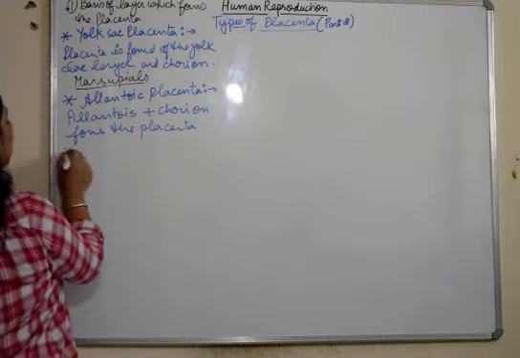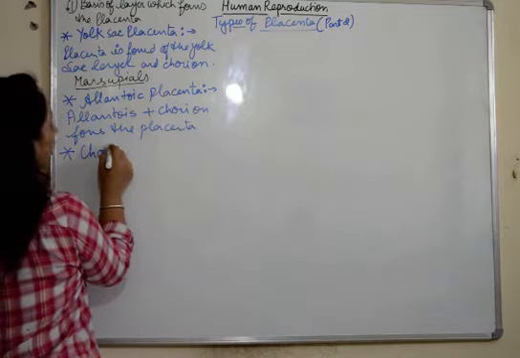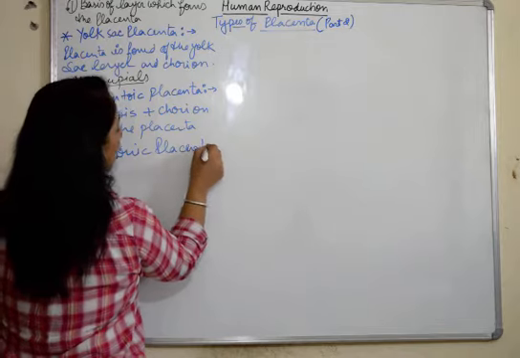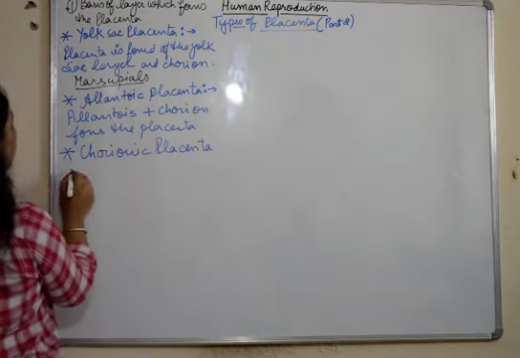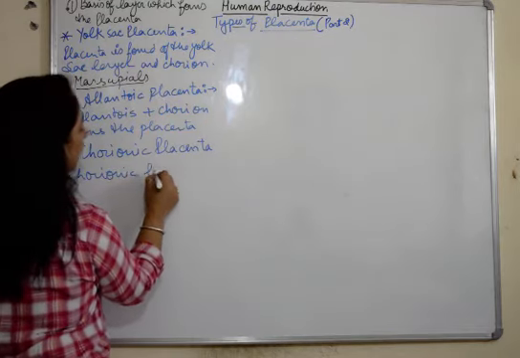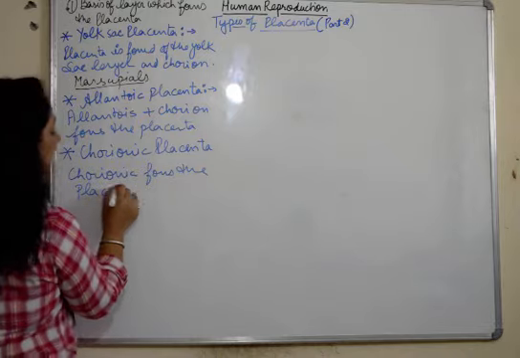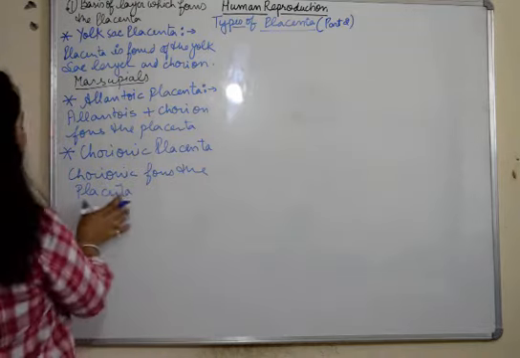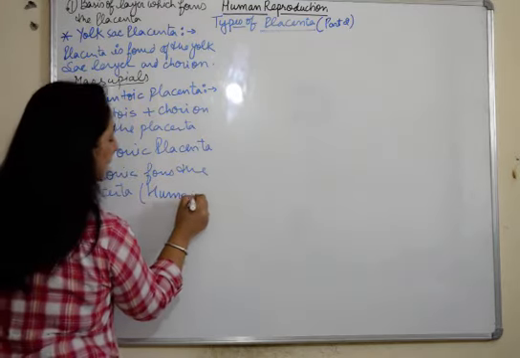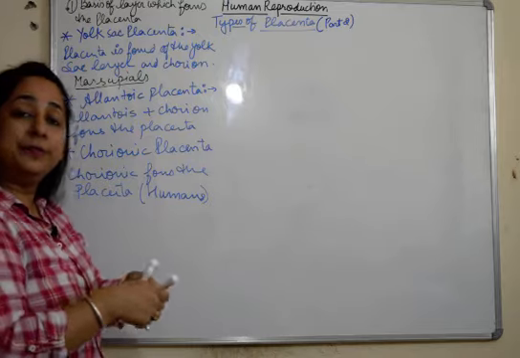The next type of placenta on the basis of the layers which form is known as chorionic placenta. Now chorionic placenta is the one which is formed of chorion. Chorion forms the placenta. Now these are the fetal layers which are going to form the placenta. Chorion forms the placenta, and it's the placenta in humans.